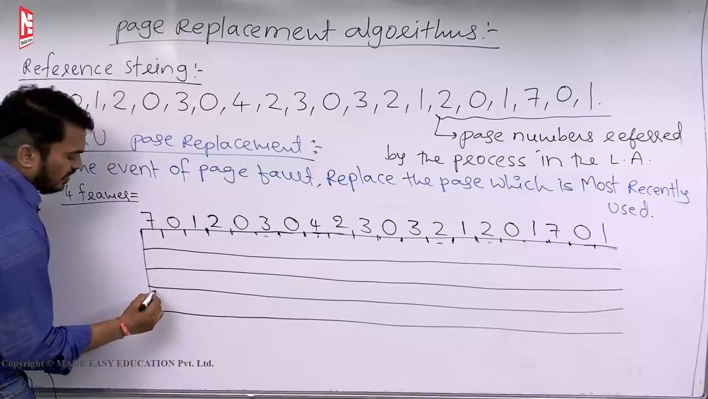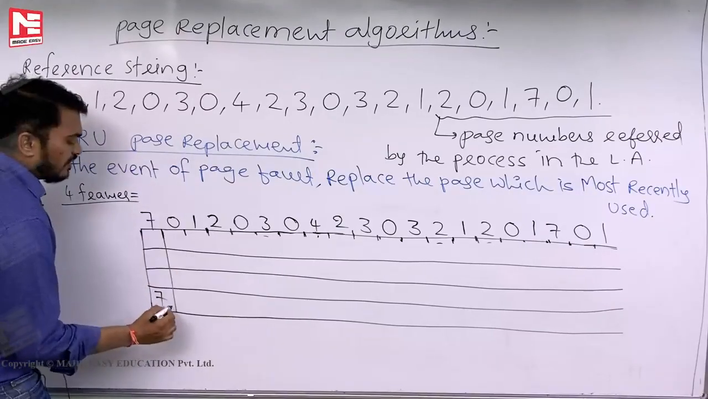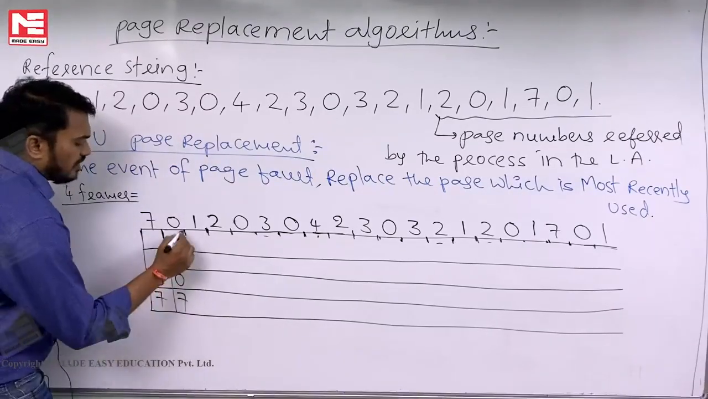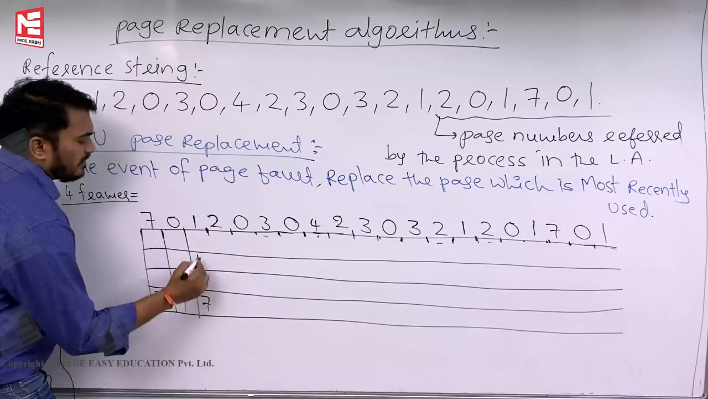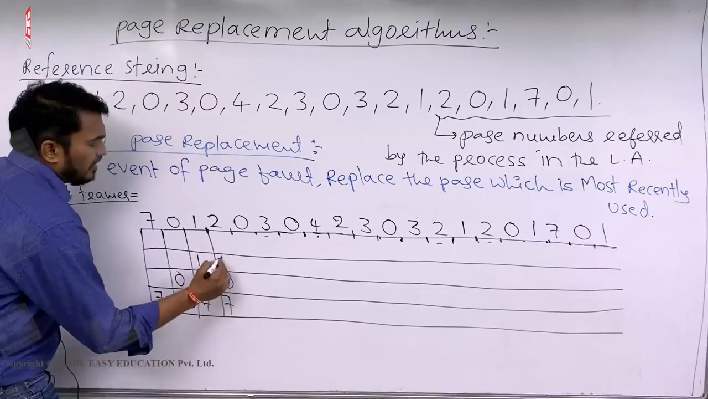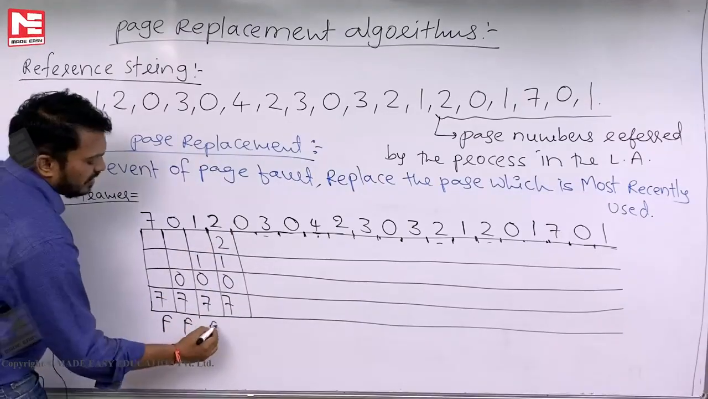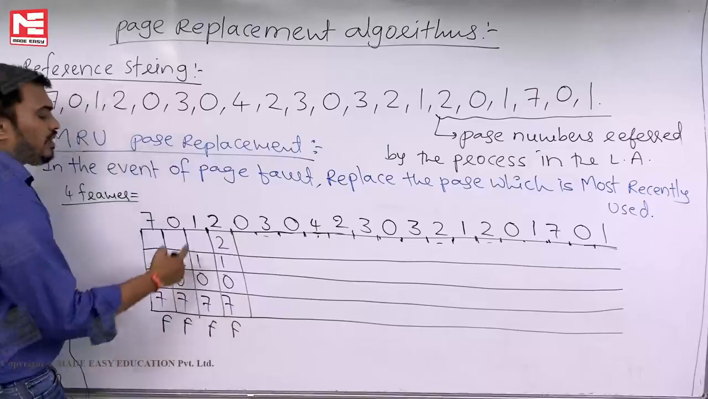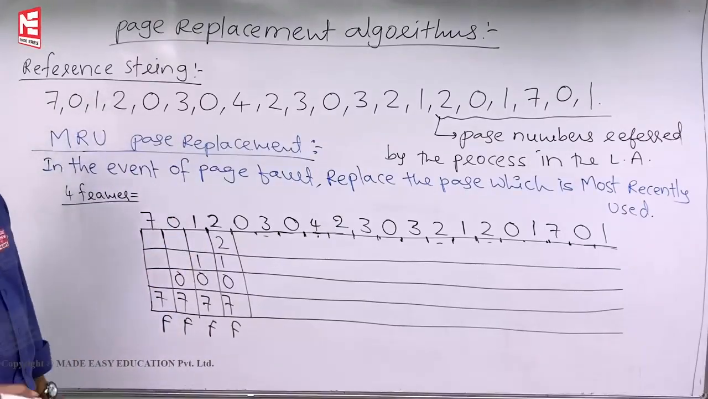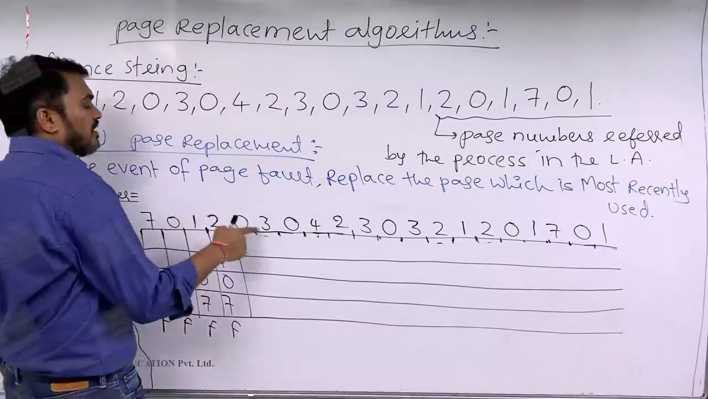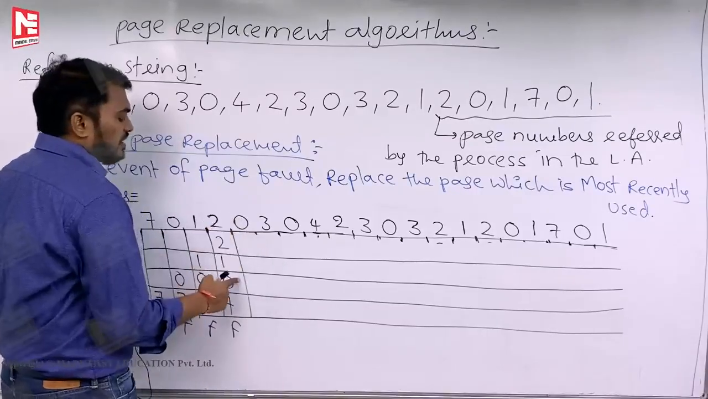So first is 7. 7 is not available, page fault. 0 not available, page fault. 1 not available, loaded, that is a page fault. And next 2 is also not available, that is also a page fault. So the first 4 are different pages not available in memory, and they are page faults. And next is what here? 0. So 0 is available.